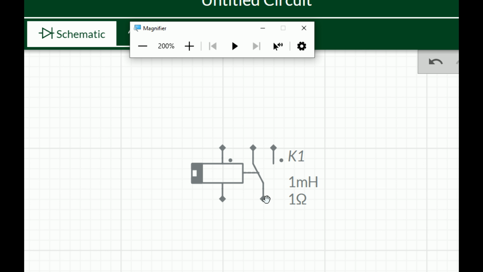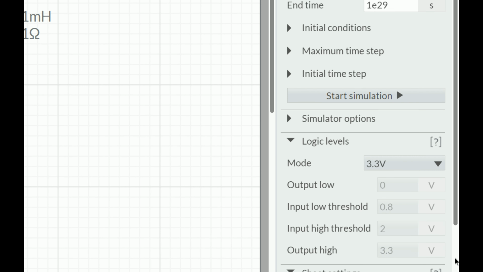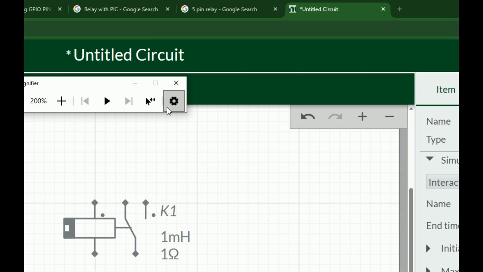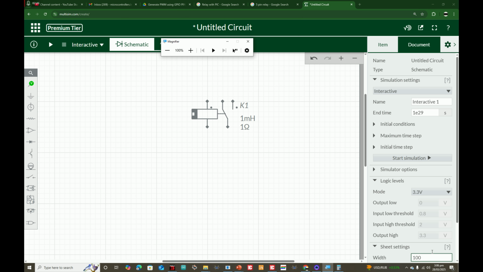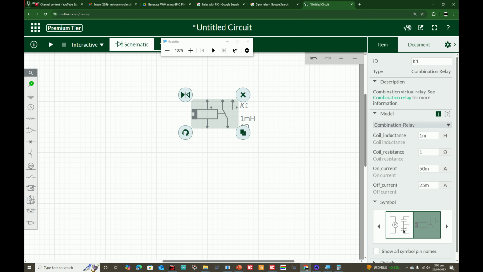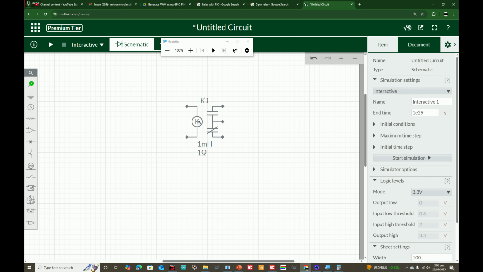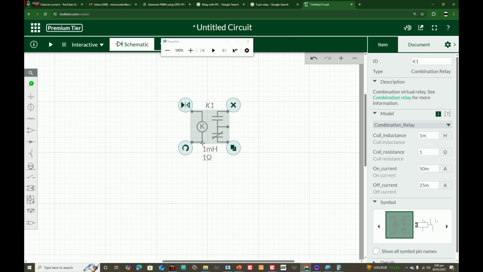This is the common. So we use the other symbol. Both symbols are fine. You may keep whichever you want. So I double click on it and I select the other symbol. Seems very easy to understand to me. Okay, now this is the relay.